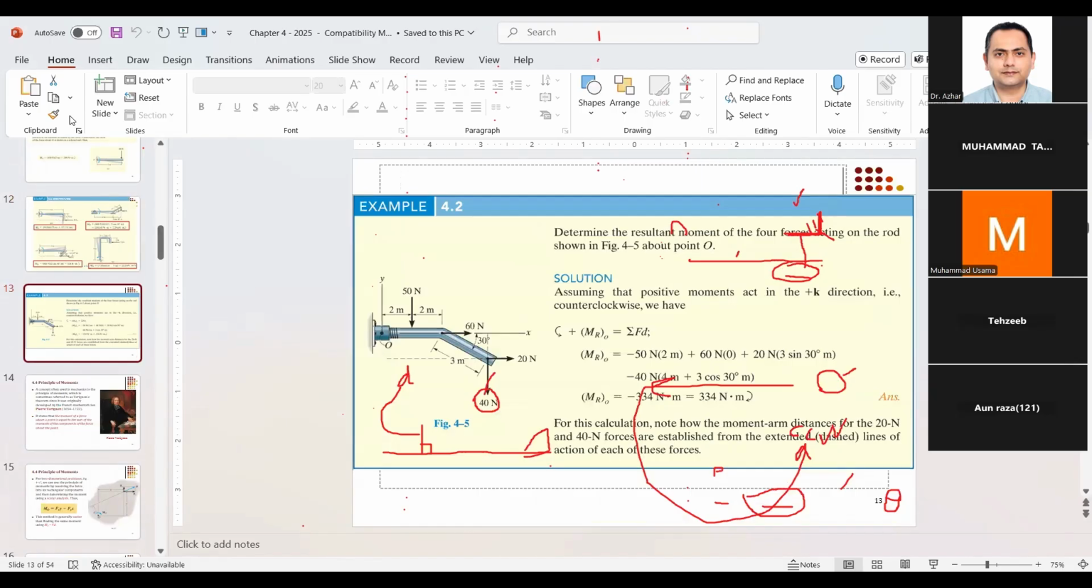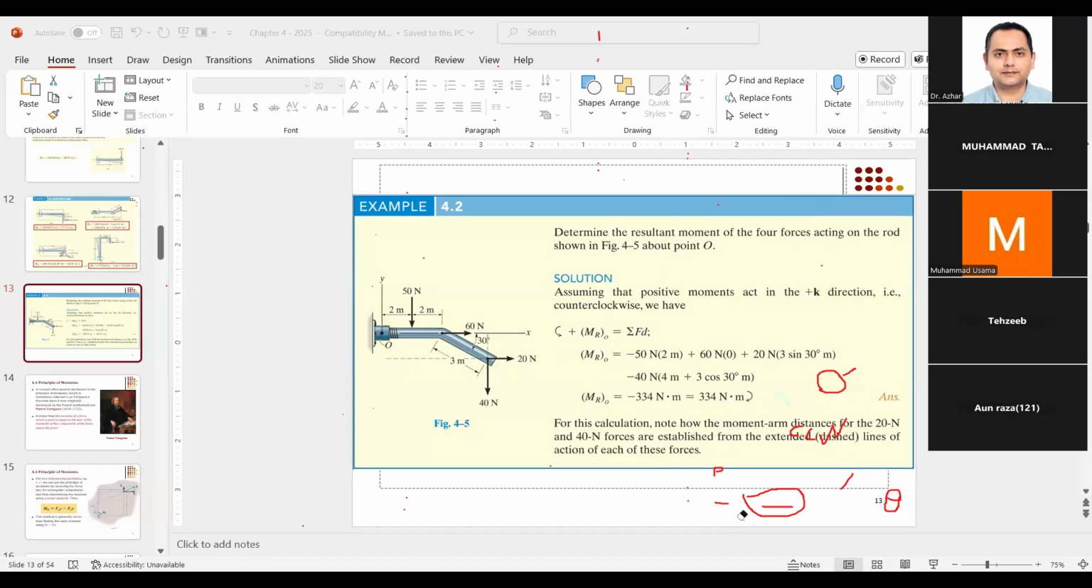This problem, I hope we can finish before this session ends. The difference between this problem and the previous one is that here you have multiple forces. Before we had only one force. The question is to determine the resultant moment, because there are multiple forces. Resultant moment of 4 forces acting on the rod about point O. Here is point O, about which we want to find the moment because of this 50, this 60, this 20, and this 40.